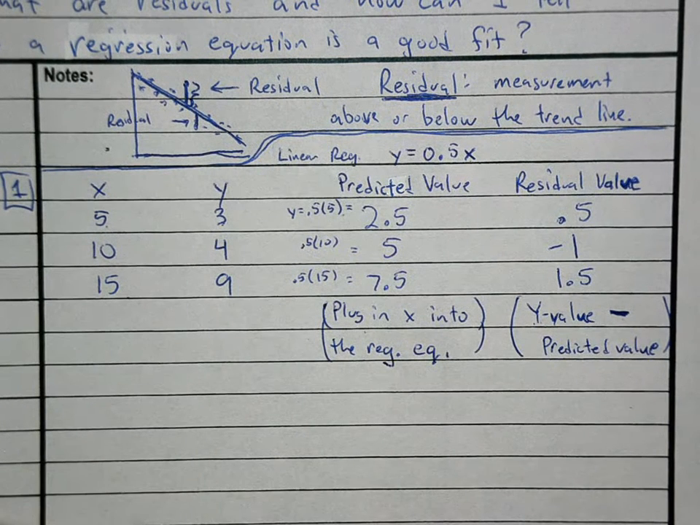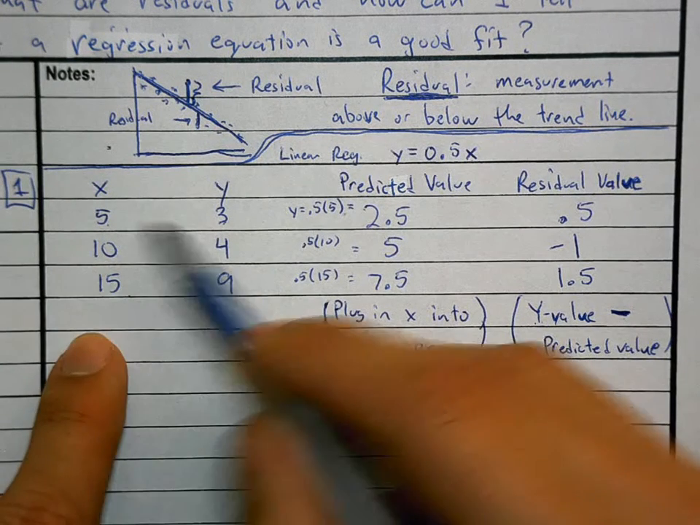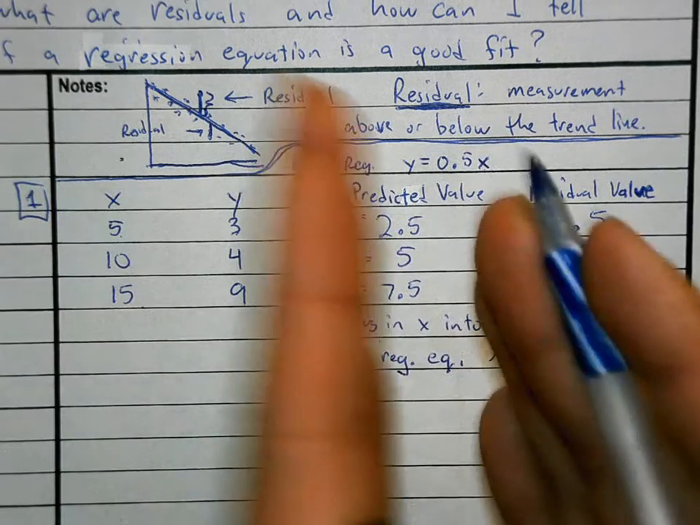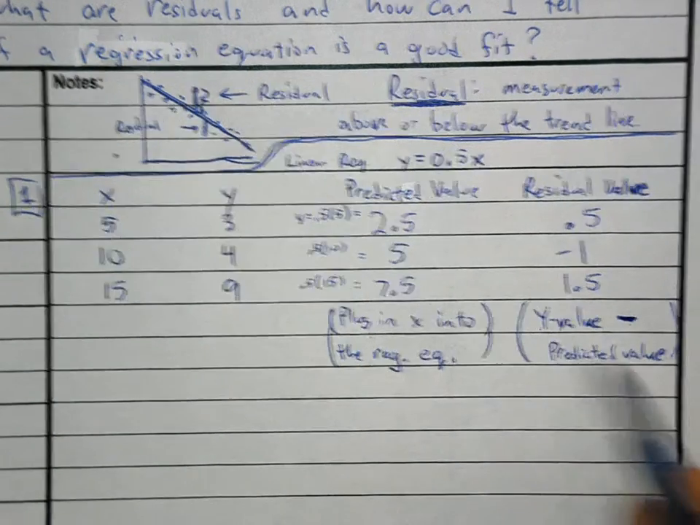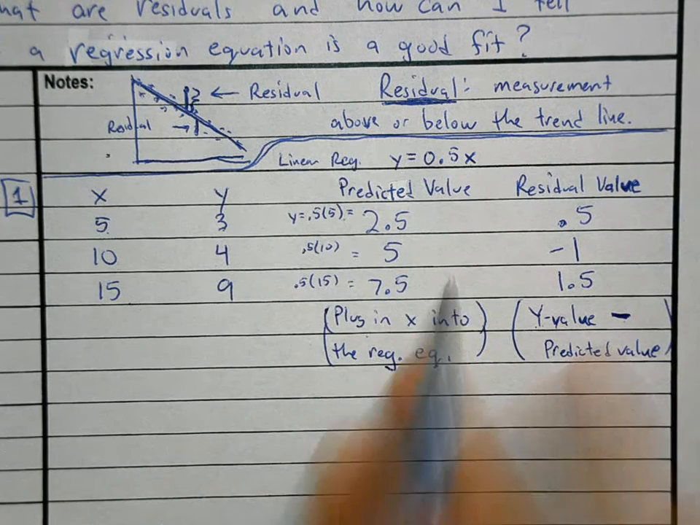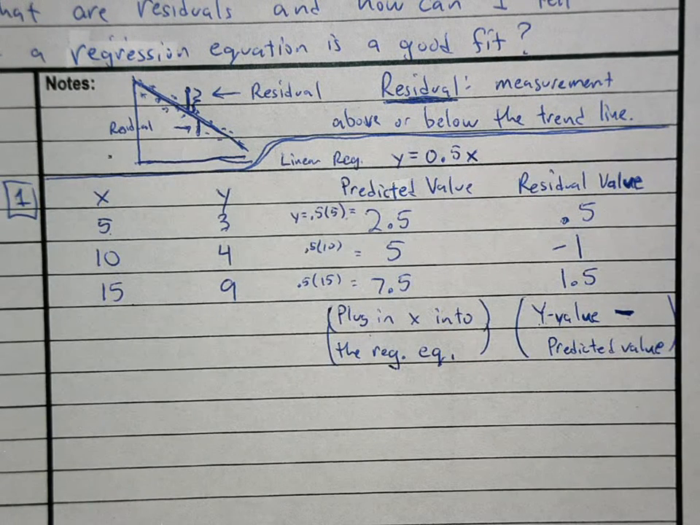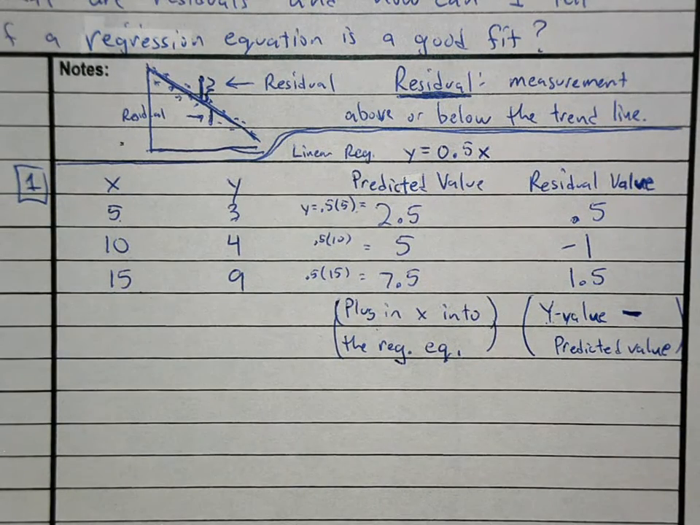So this is what you're going to do. You are going to fill in a table that was already pre-constructed. You were given this information. You have to find the predicted values. You have to find the residual values. And this is how you're going to do it with these two bits of information. And then, when you're done with that, you will actually have to graph these things.